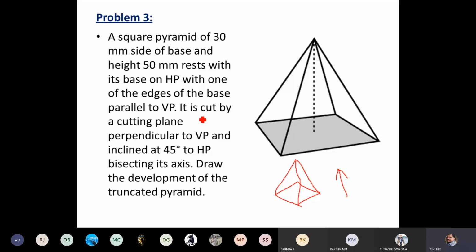Next, it is cut by a cutting plane perpendicular to VP and inclined at 45 degrees to HP, bisecting its axis. That means perpendicular means it will look like a straight line. If it is only perpendicular, the cutting plane will be like this. But here it is cut by a cutting plane perpendicular to VP and inclined at 45 degrees to HP.